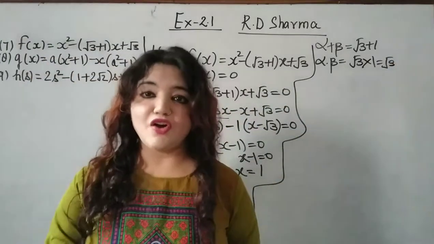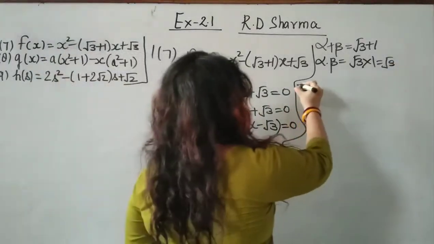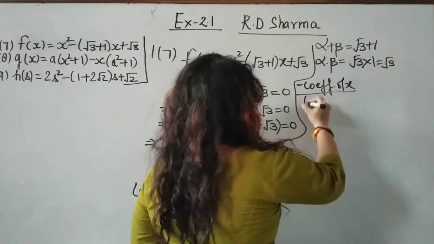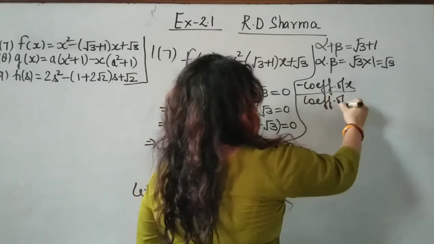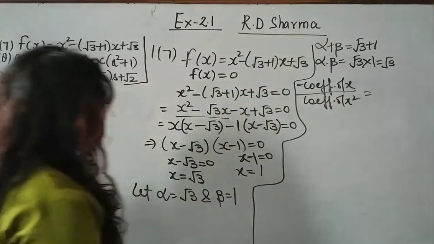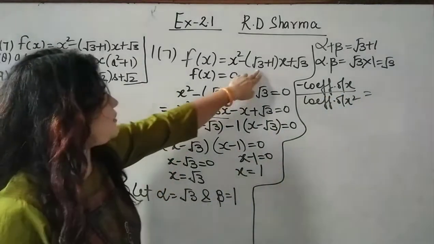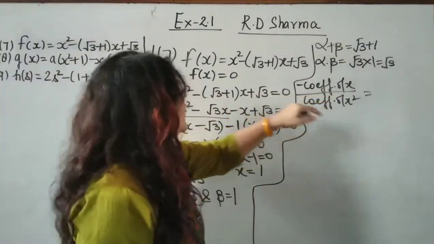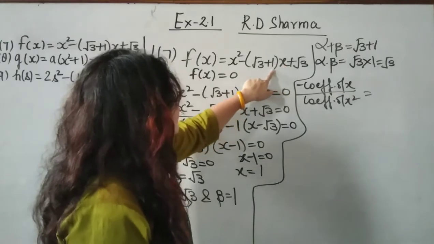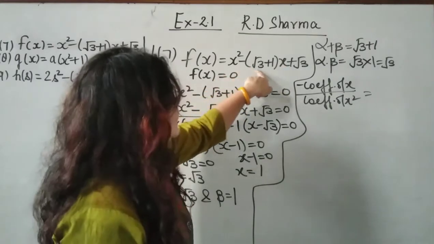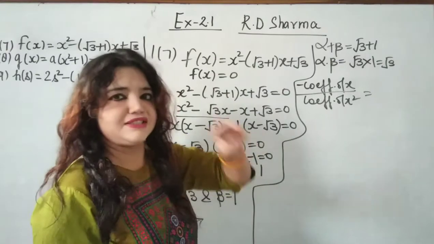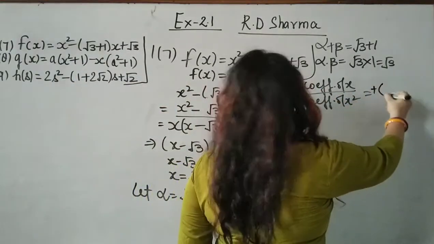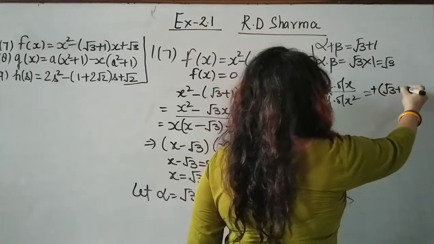And now in terms of coefficients, we will check. Minus coefficient of x upon coefficient of x square. Where is the polynomial? The polynomial is this. So minus, and the coefficient of x, what is the coefficient of x? This: minus (root 3 plus 1). This is the coefficient of x. So minus already we have, minus minus becomes plus, so we will write here root 3 plus 1.